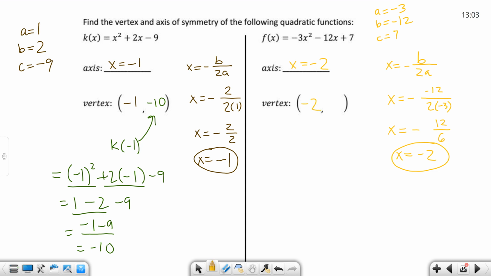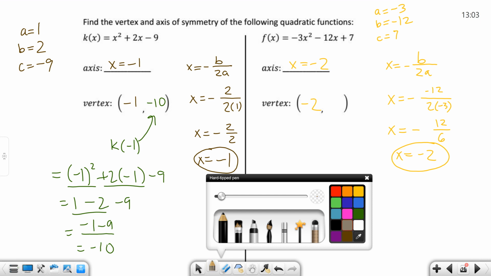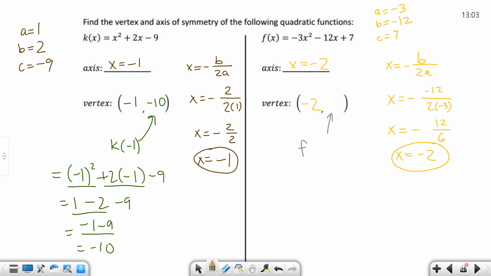So then what do I know about the vertex? I know that negative 2 is the x value. How do I find the y value? I plug it in. I do f of negative 2, right? And f of negative 2 is going to be negative 3 times negative 2 squared minus 12 times negative 2 plus 7.